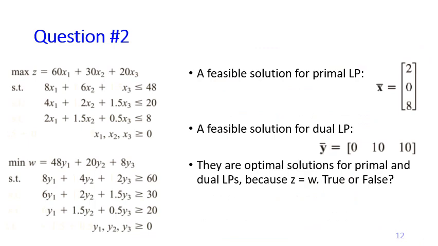Now let's say I have a feasible solution for the primal LP, x1 equals 2, x2 equals 0, x3 equals 8. And then I also have a feasible solution for the dual, y1 equals 0, y2 equals 10, y3 equals 10. And then the statement says they are optimal solutions for the primal and the dual LPs because z equals w. Is this statement true or false?